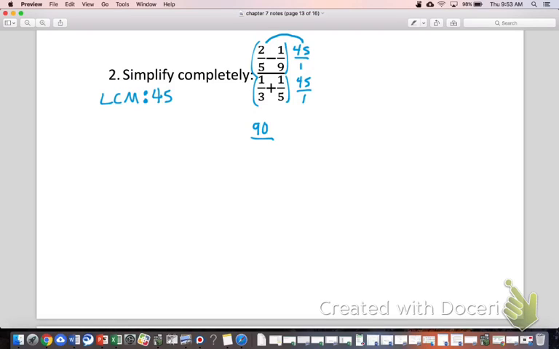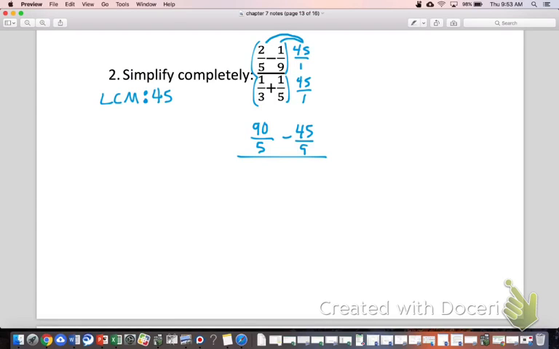90. And what's 5 times 1? 5. I'm going to do this part here. 45 times 1, of course. 45. 9 times 1 is 9. Are you noticing that you probably could do this in your head? Are you noticing that these are going to reduce?